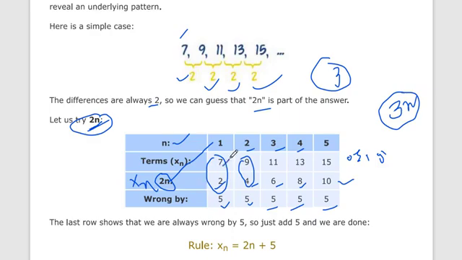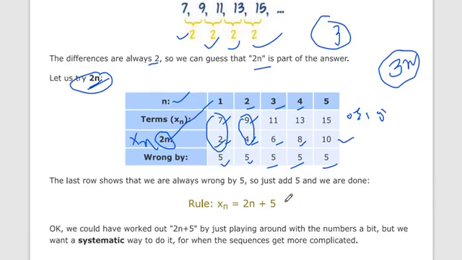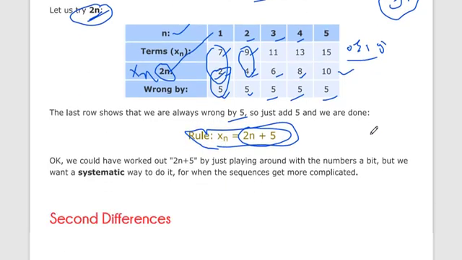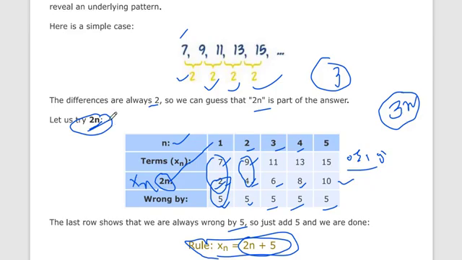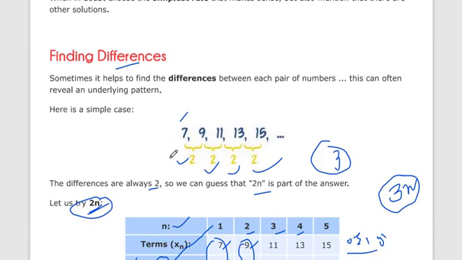The original is 7 but we get 2, the original is 9 but we get 4. It is a difference of 5. So if we add 5, 2n plus 5, we can get the original sequence. Yes or no? Yes. Now if we add 5, 2n plus 5, you can get the original sequence. So with this trial and error method we have to find the rule of any sequence.